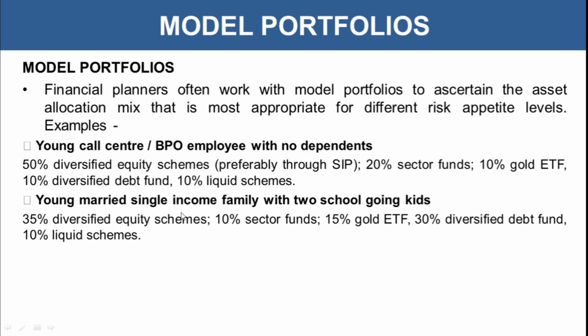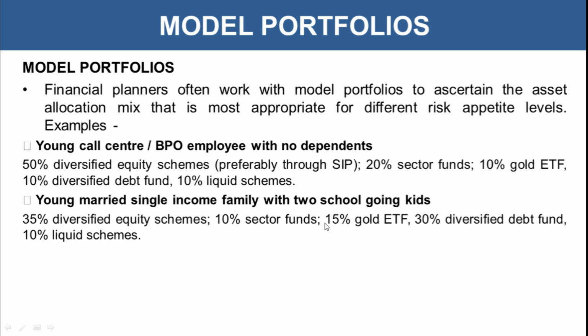Now let's see another example. Young married single income family with 2 school going kids. Now the recommendation could be 35% in diversified equity scheme, 10% in sector fund. So you can see that the investment in sector fund was 20%. Now it has been reduced to 10% because the risk taking capability is little reduced with the children and the marriage coming into picture. So 10% sector fund.